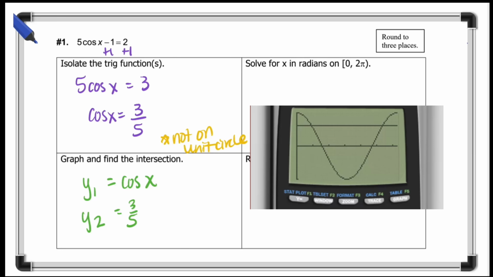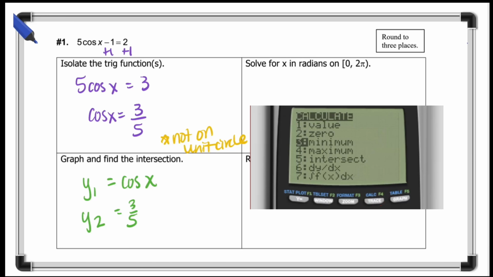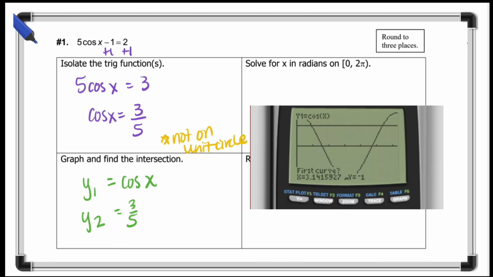And then you also have that straight horizontal line, which is 3/5. Now, in order to find the intersection to solve this, you're going to press second trace. You're going to go down to number 5, which is intersect. And you're going to move that cursor over to the very first place where you see the two curves intersect, so right about there, and you're just going to enter through 3 times. So enter, enter, and then guess, and that'll give you your first intersection. So that is 0.927. So that's the first answer.